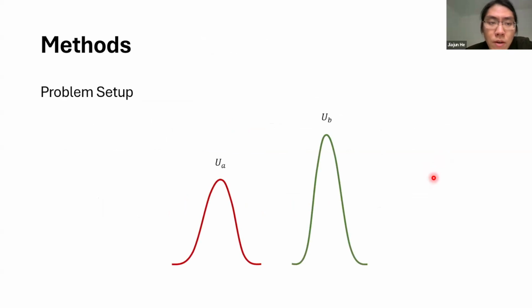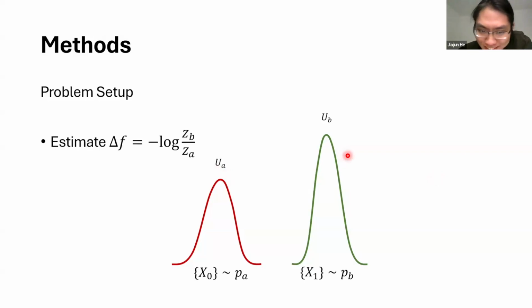So this problem setup is very simple. Assume we have two systems, UA and UB, and now we get access to samples from PA and PB. We assume these are good, exact samples from the equilibrium distributions. We estimate the free energy difference by escorted Jarzynski.